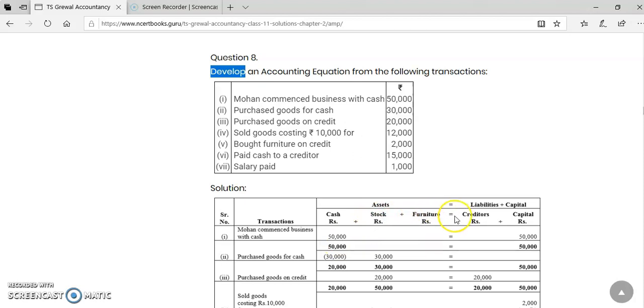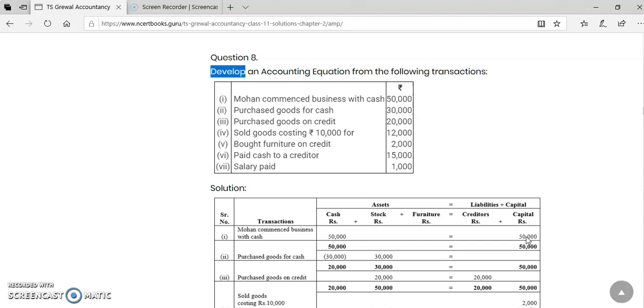Leave this now. Then equal to, you have to think where the 50,000 comes from. If you invested your money, you can mention it in capital, under capital 50,000. If you take a loan from your relatives, from your creditors, it becomes your liability. So there is no need to mention stock, furniture, creditors. So you can hide this. Cash 50,000, capital 50,000.